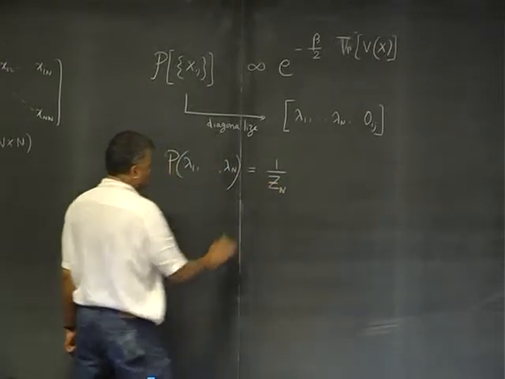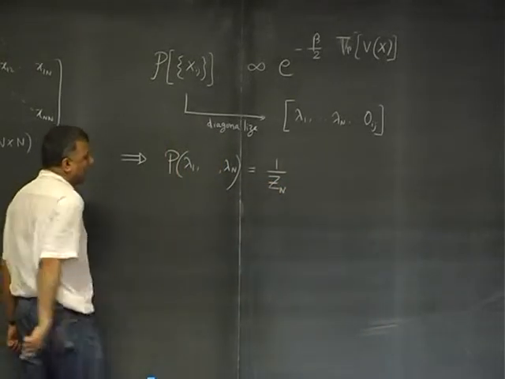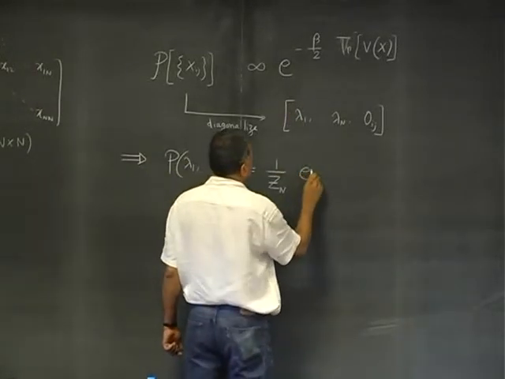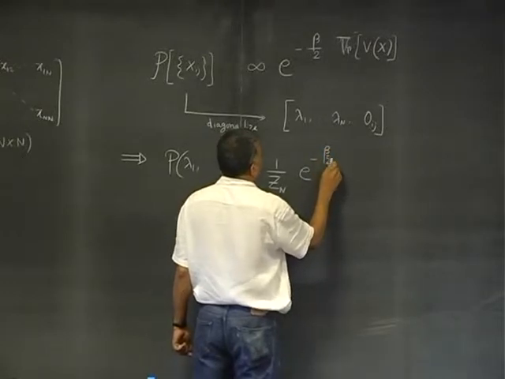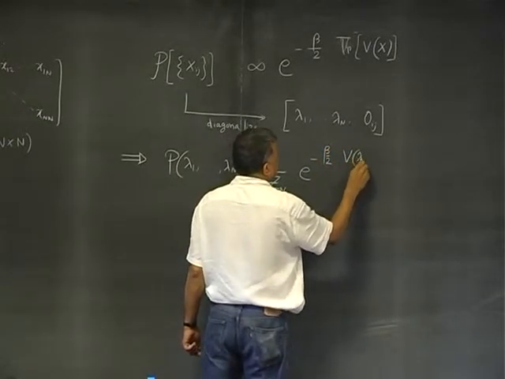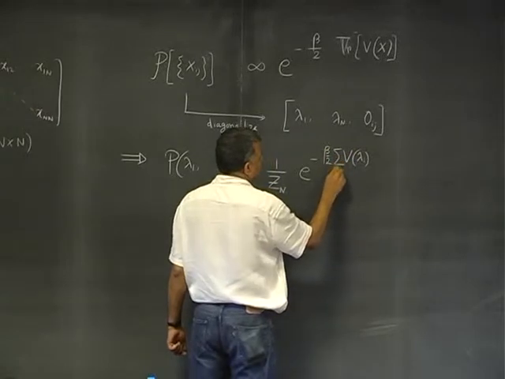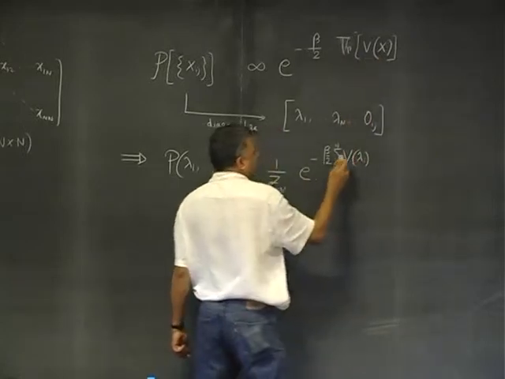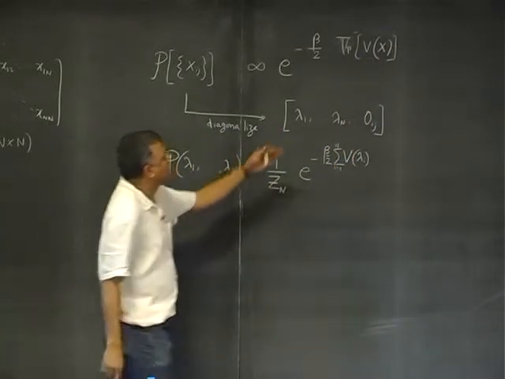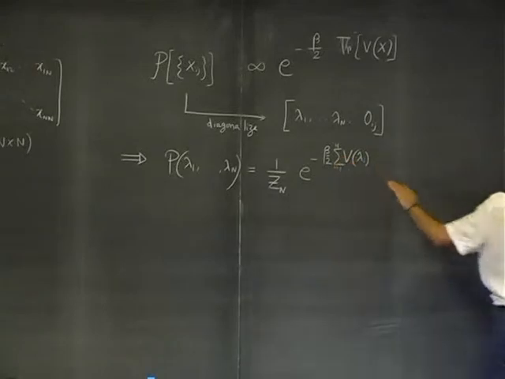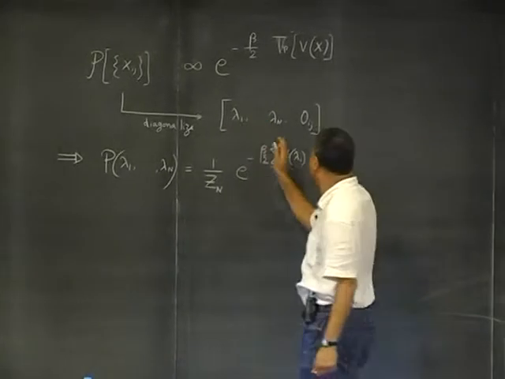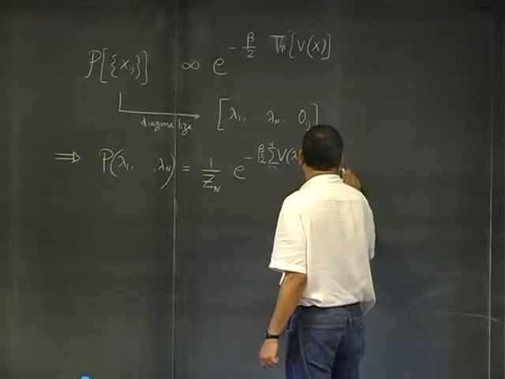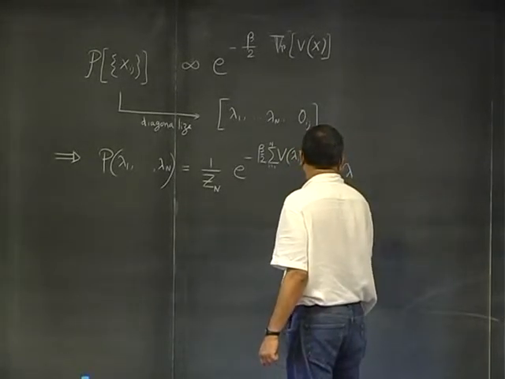So this is just a normalization constant because the total integral over all the lambdas should be equal to 1. And then this part just transforms in terms of eigenvalues as you just replace V(x) by V(lambda_i) and sum over all i. Because the trace is invariant, so therefore this is just this object. But when you do this change of variable, you get this extra Jacobian factor, which was, let's say, over j less than k.